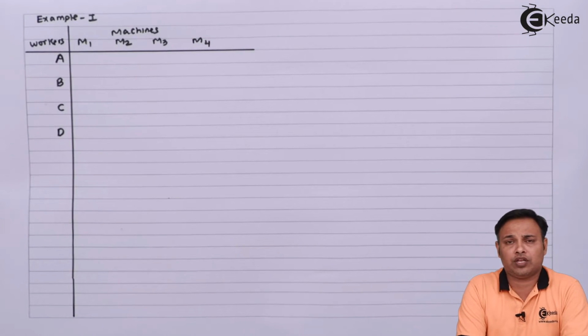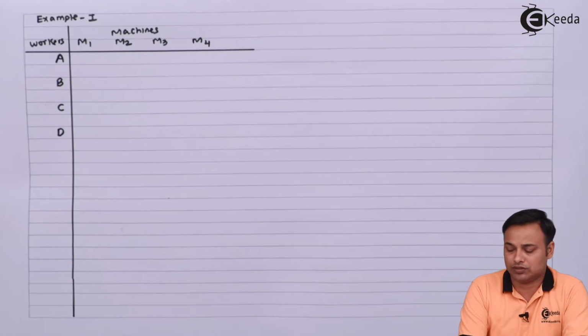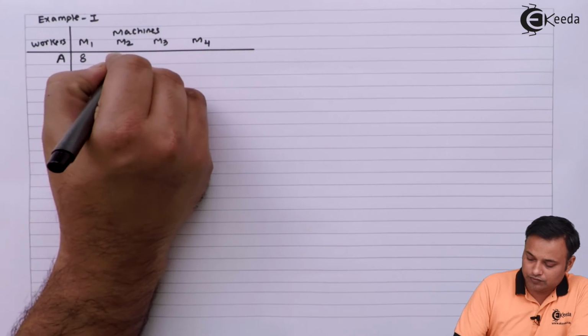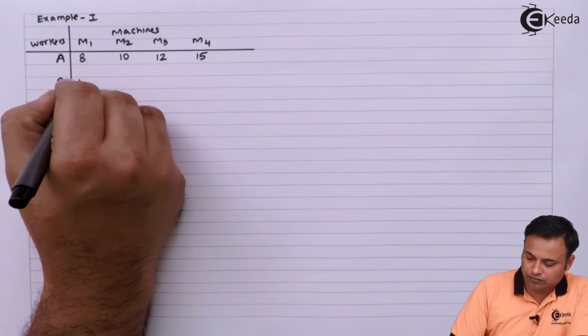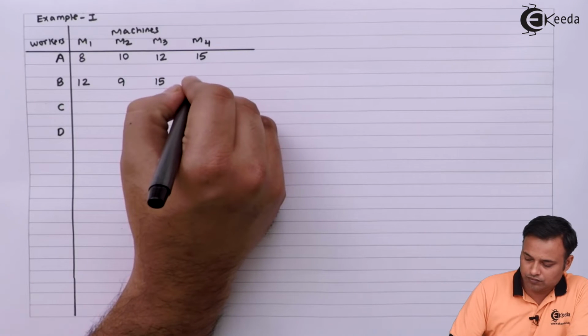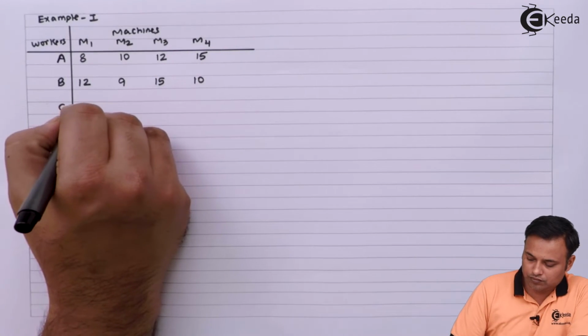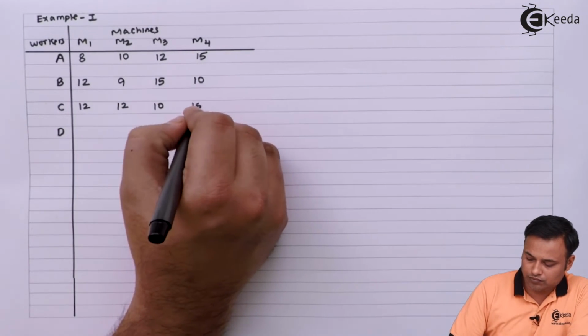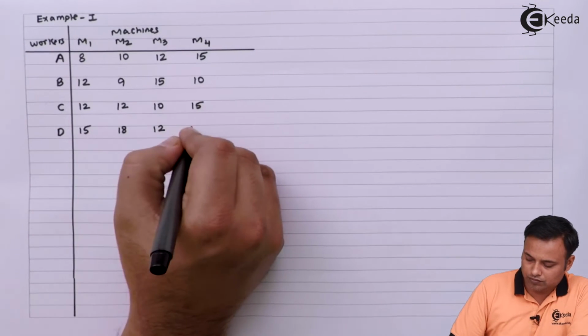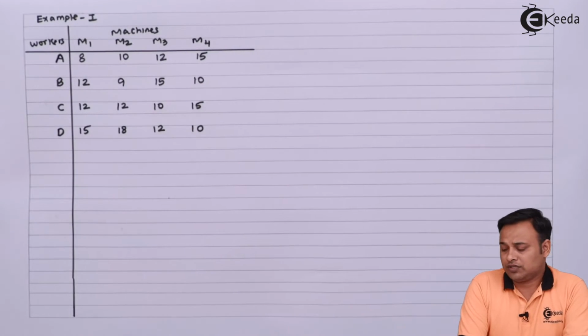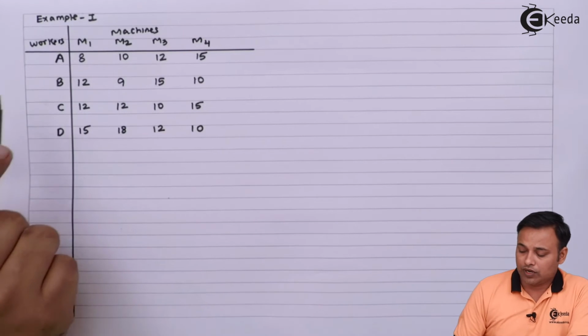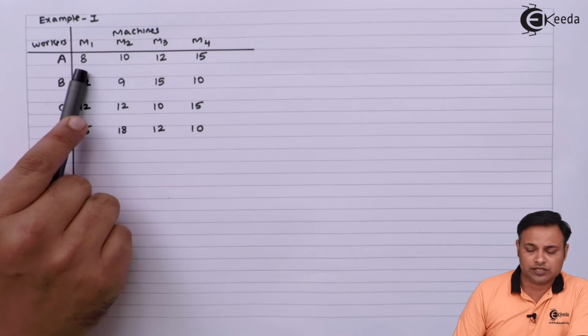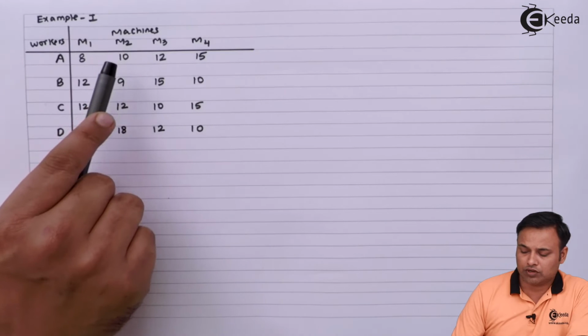We are given the cost per unit of manufacturing by each of the workers on each of the machines. Now this is the cost associated with each worker and each machine in different combinations. Worker A and machine 1, the cost is 8. Worker A and machine 2, the cost is 10.